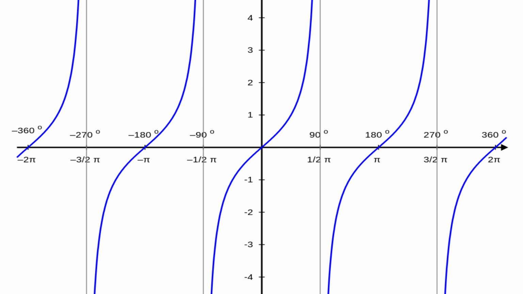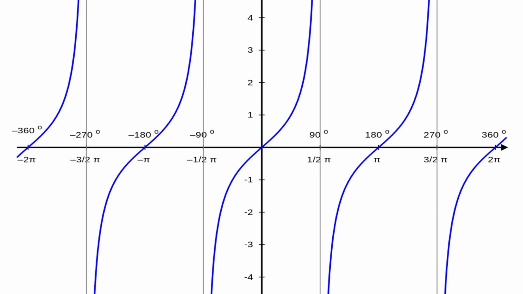The intercepts on x-axis: the branches or curves of tangent function intersect the x-axis at minus 4 pi, minus 2 pi, minus pi, 0, plus pi, 2 pi, 3 pi, 4 pi, etc. Means the x-intercepts of tangent function are all integral multiples of pi. That is, we can call it n pi, where n is an integer.